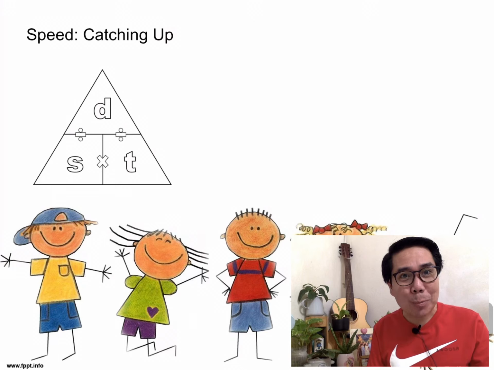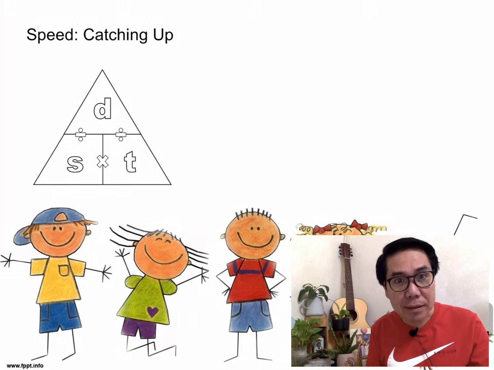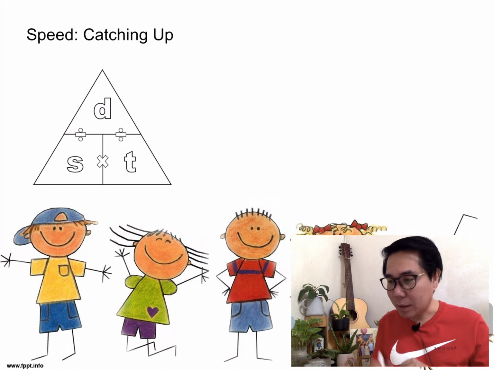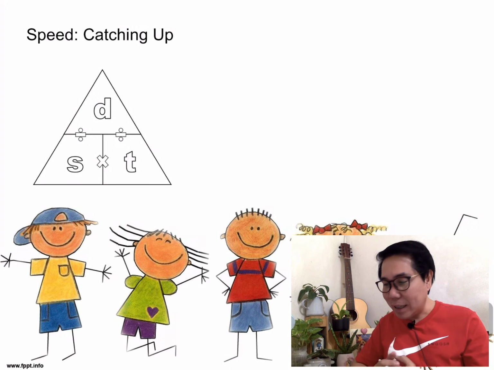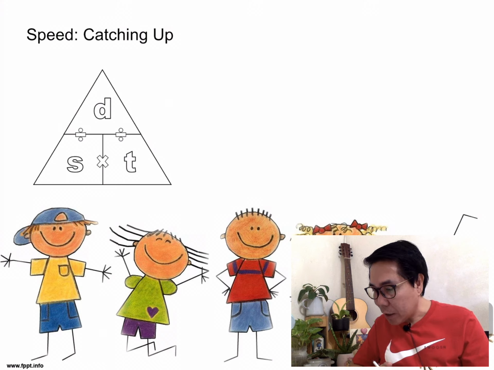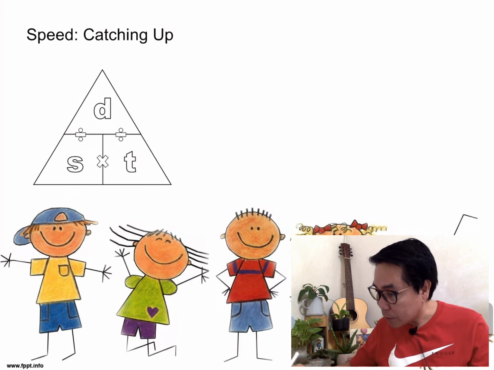We're going to solve problems involving speed, specifically catching up. If you can see here, there's a pyramid that will help us remember how to form the formula. You can see D, S, T. What does it mean?